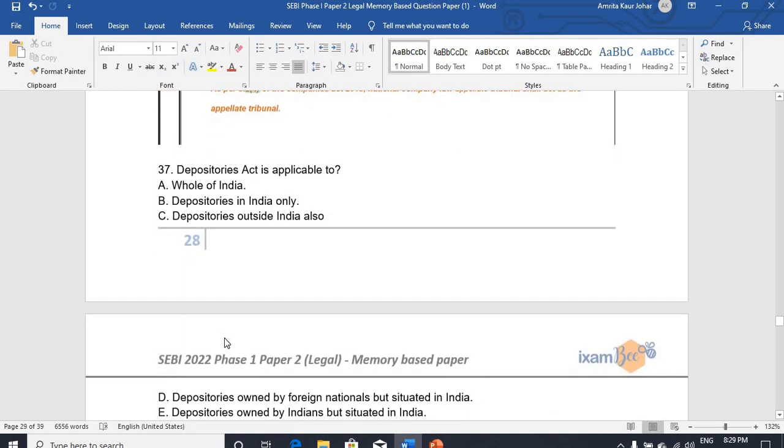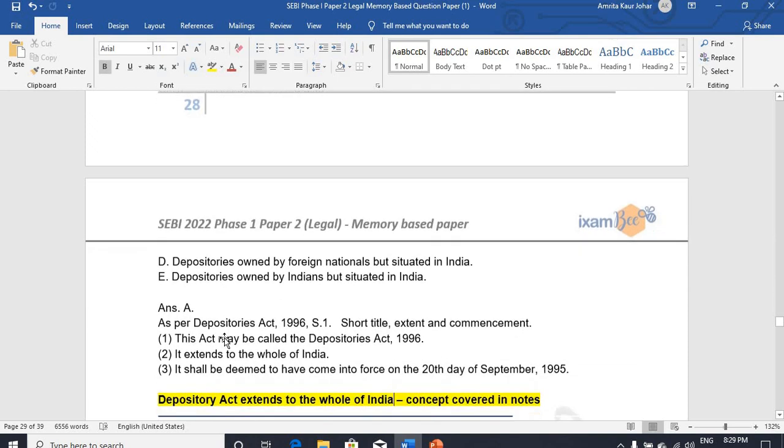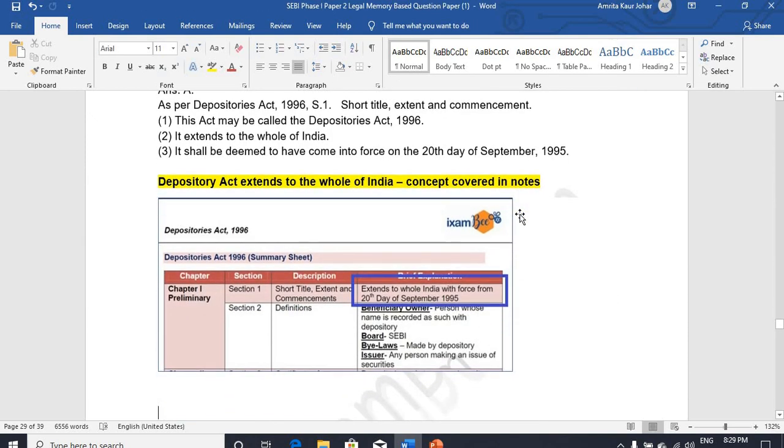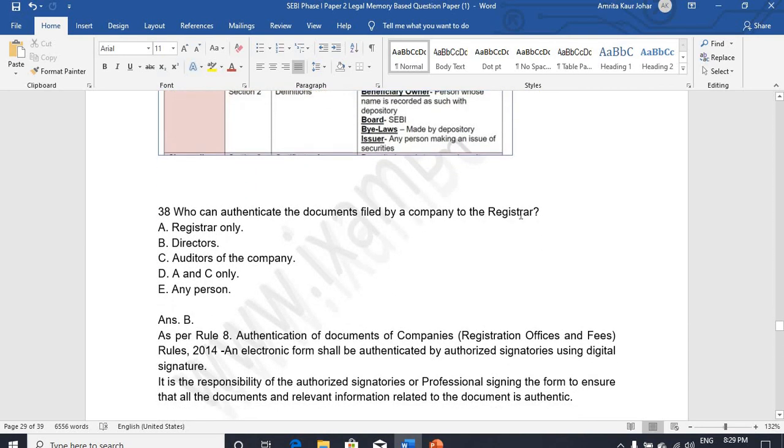Depositories Act, security law now. Relating to the applicability of Depositories Act, it is applicable to whole of India. Again, same concept covered in the notes, and this is provided in chapter 1 of the Act only, preliminary part.